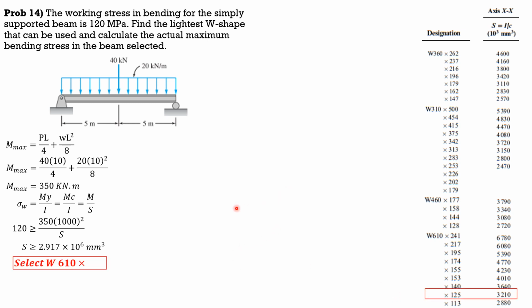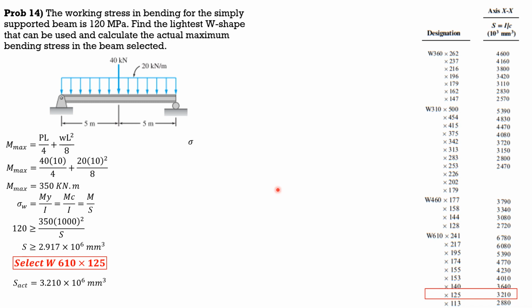So among these, there are other varieties of W sections, but they are heavier. So you proceed to the appendix of the textbook, and you can find the different varieties there. Then select the lightest W section. So this is the lightest, W610 by 125. The actual section modulus is 3.21 times 10 to the 6, which is greater than the required section modulus.